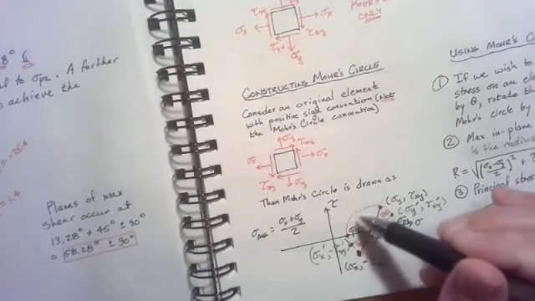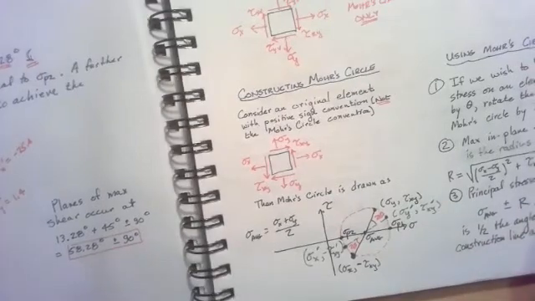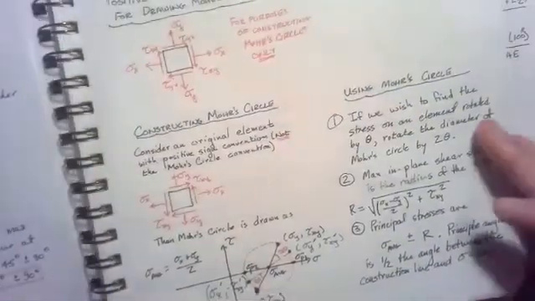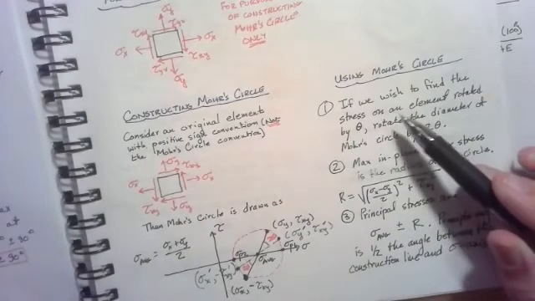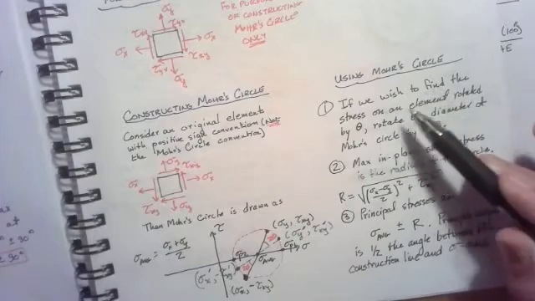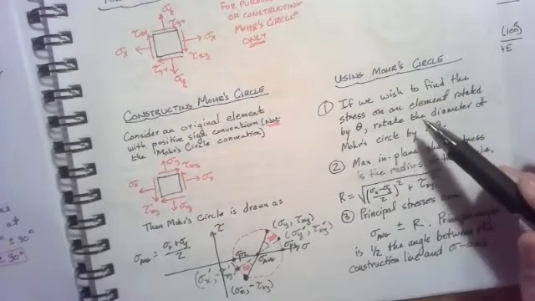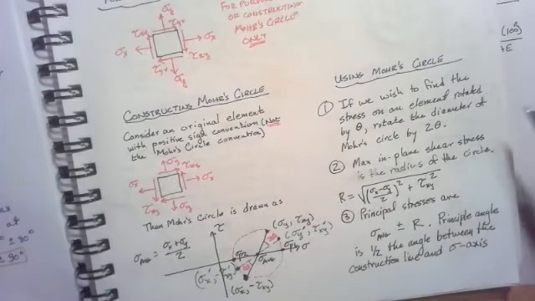And that's how we would construct Mohr's circle. So how would we use Mohr's circle? Well, there are 3 important ways we can use it. First of all, as we talked about just now, if we wish to find the stress on an element rotated by theta, all we need to do is rotate the diameter of Mohr's circle by 2 theta in the same direction.